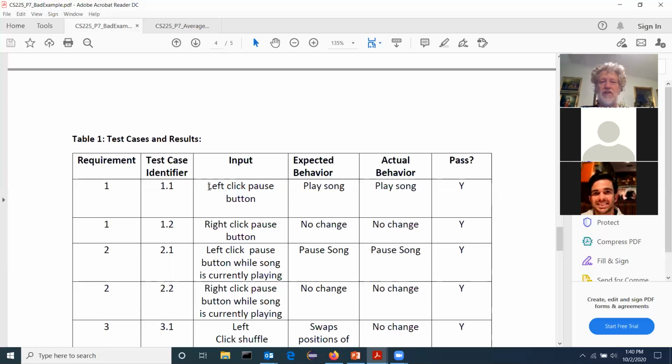The input needs to be something along the lines of, and you can do this up ahead of the table here. You can say, here are my preconditions for my test. User has started the program. User has selected pre-formed list number 1, right? So we know exactly what songs are in there. User has selected Rhapsody in Blue. Now, left click play button. Expected behavior, Rhapsody in Blue plays.